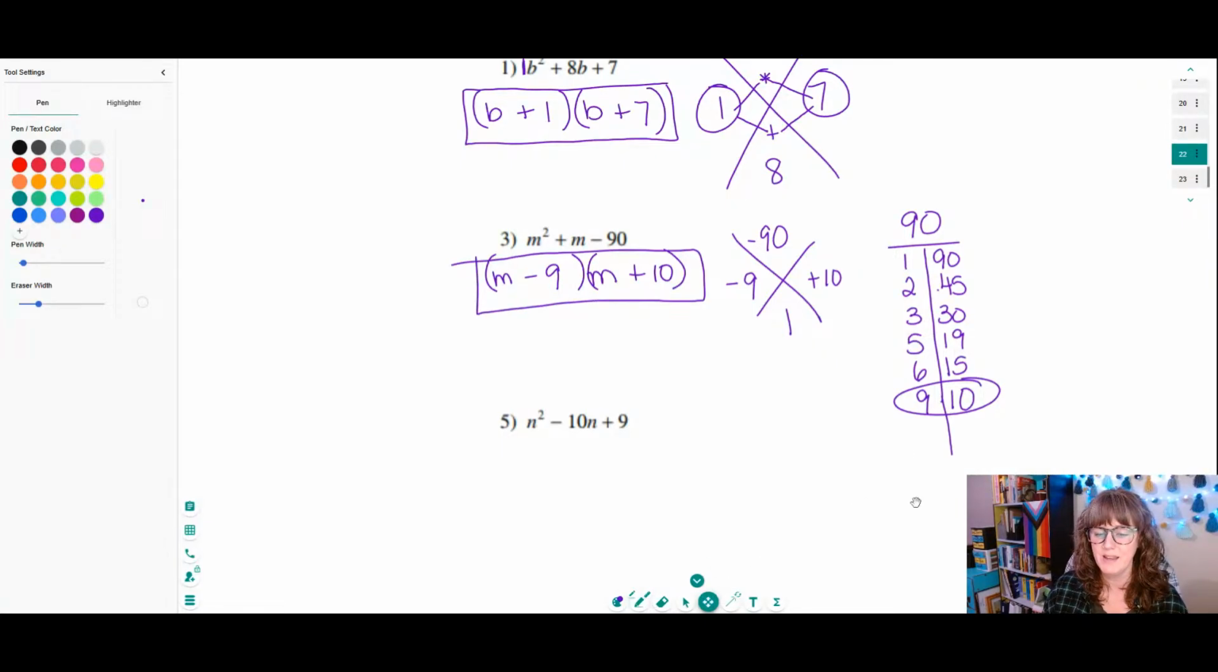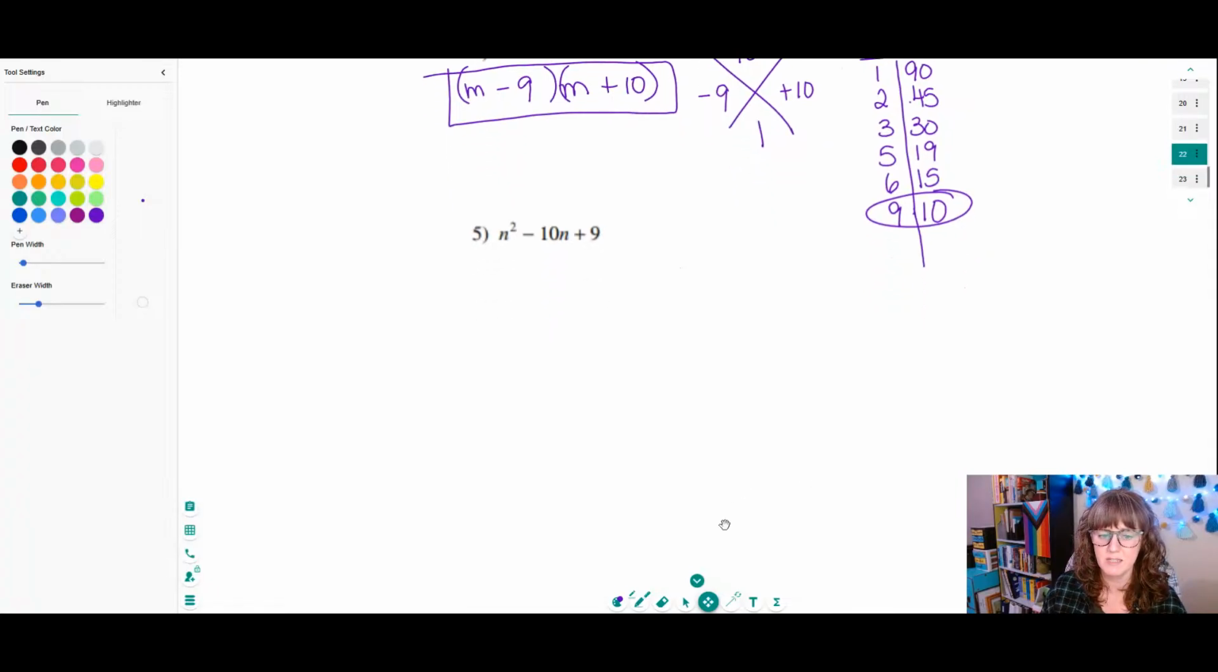All right, one last one down here. We've got n squared minus 10n plus 9. Let's go ahead and do that. N squared, we're going to break up into n and n. And then for 9, I'm going to go ahead and do a T chart here. Now notice 9 is positive and 10 is negative. So let's think about what that means.